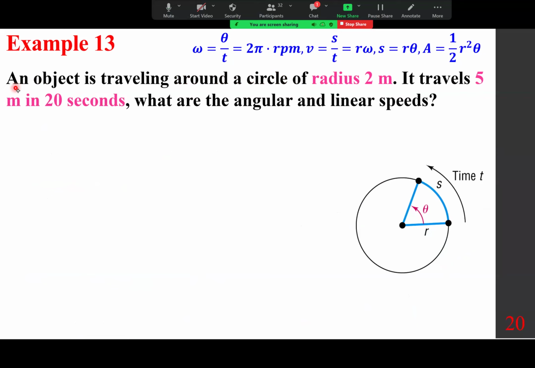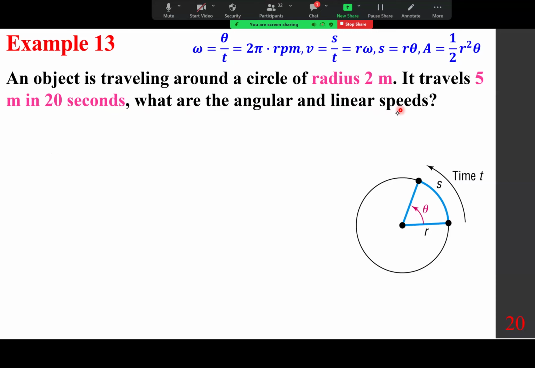Go ahead, somebody read this, please. An object is traveling around a circle of radius 2 meters. It travels 5 meters in 20 seconds. I'm sorry, is that meters or just m? Yes, meters. Okay, perfect. It travels 5 meters in 20 seconds. What are the angular and linear speeds? Excellent.